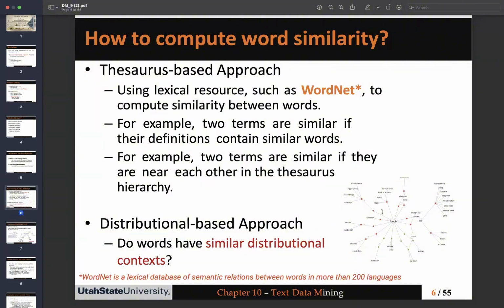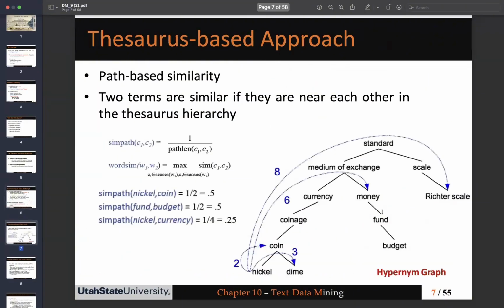So the similarity is based on the distance. When we talk about distance from the WordNet, this is a small screenshot from the English WordNet, of standard, medium, exchange, scale, etc., all the way to the leaf nodes. Similarity in the WordNet is typically measured based on the concept of simpath, or the path length, if you wish. The path similarity between two concepts C1 and C2 is equal to 1 over the path length between C1 and C2.